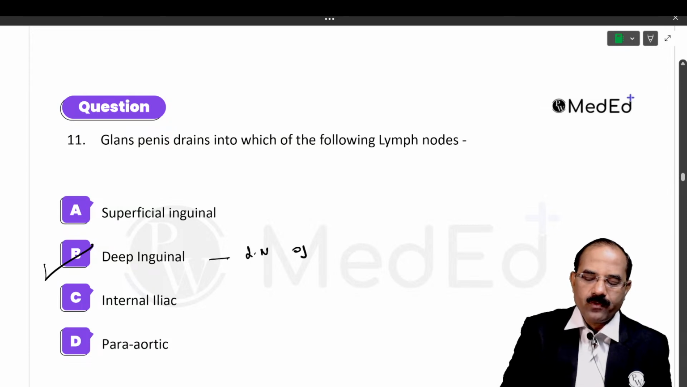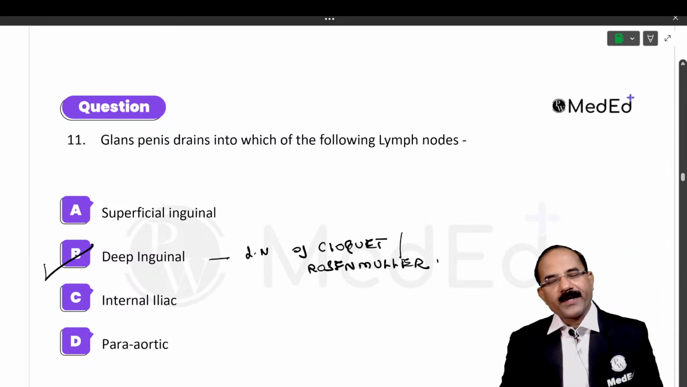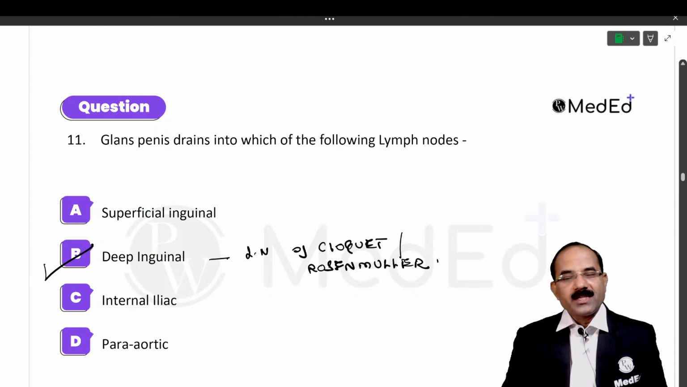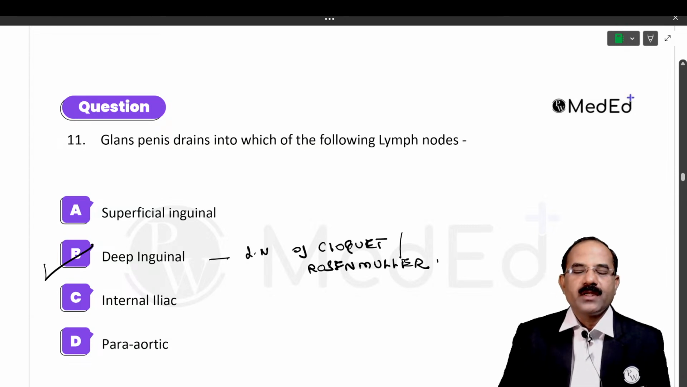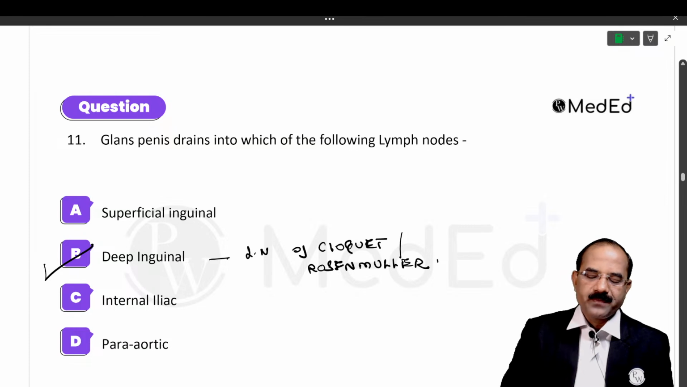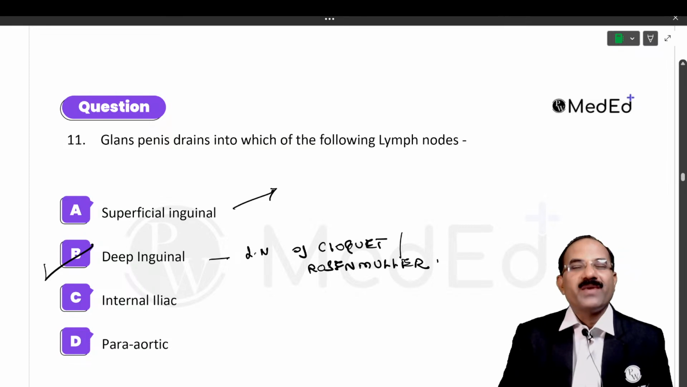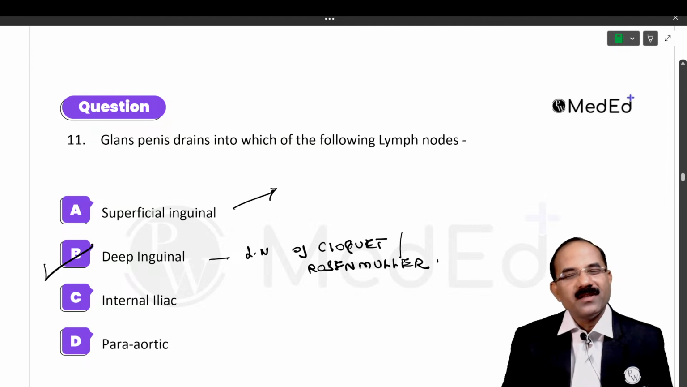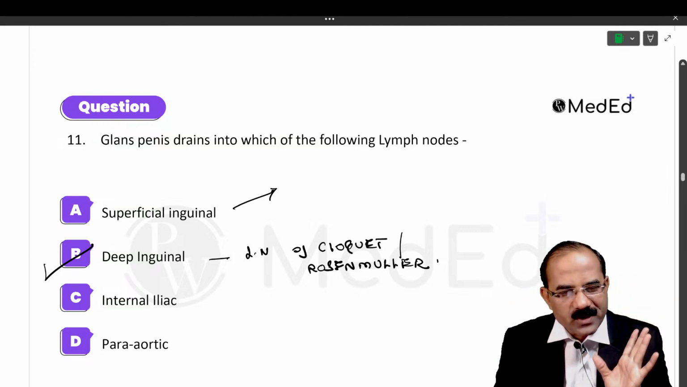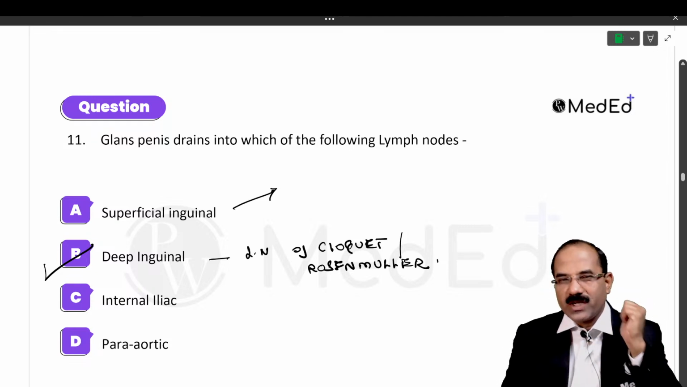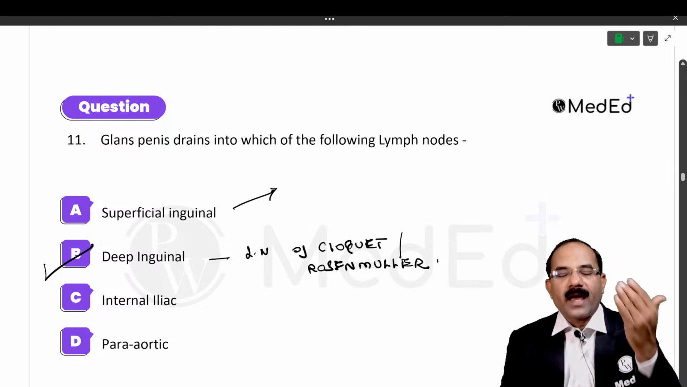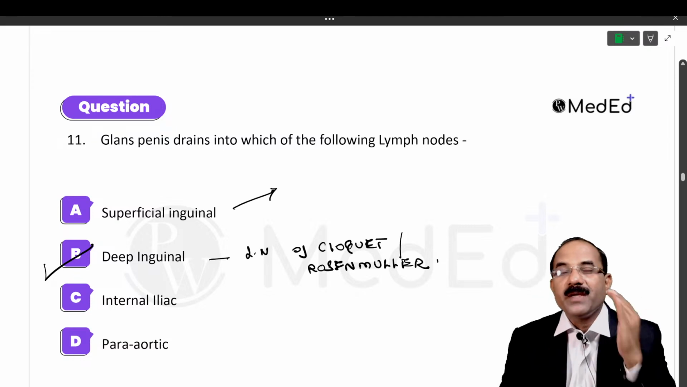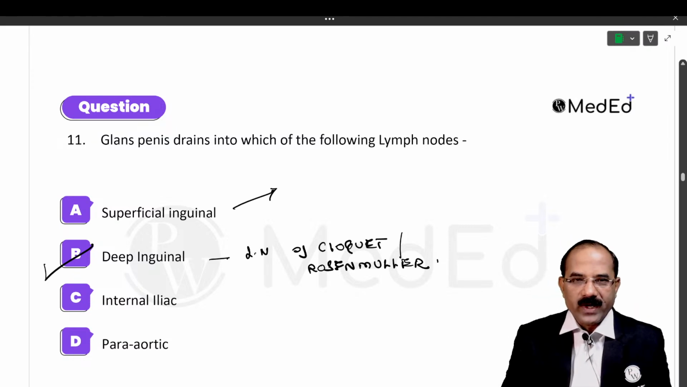That's the lymph node of Cloquet or Rosenmuller. So the glans penis and the glans clitoris drain into the lymph node of Cloquet or Rosenmuller. The penis and the clitoris as a whole drain into the superficial inguinal lymph nodes. If an MCQ asks where the entire penis and clitoris drain, superficial inguinal. But the glans penis and the glans clitoris drain into the deep inguinal lymph node, the lymph node of Cloquet.